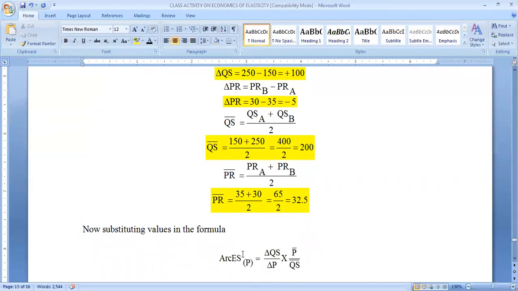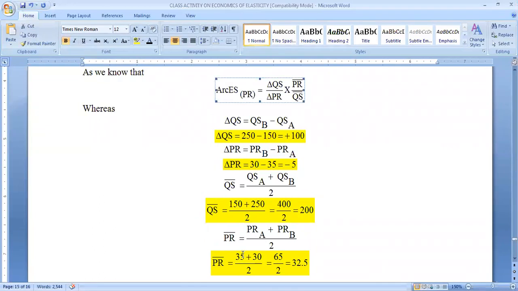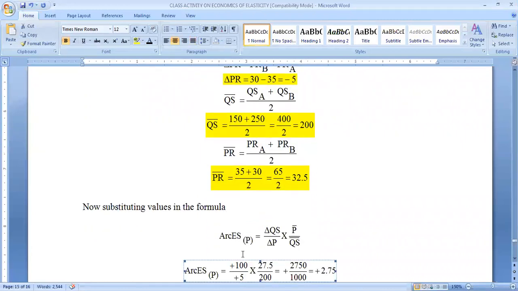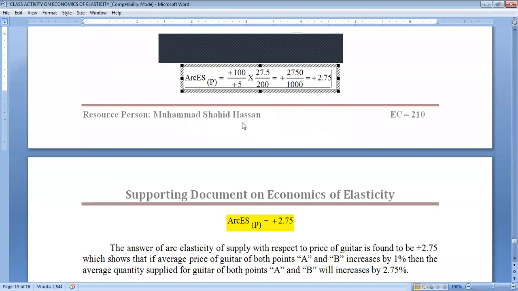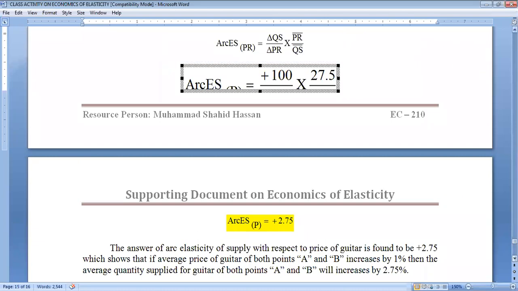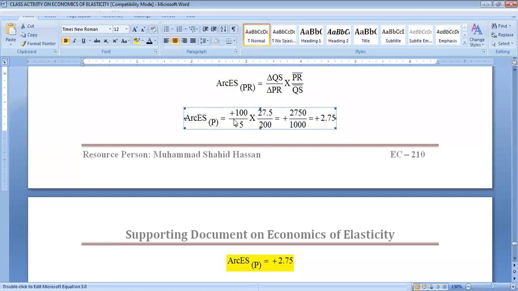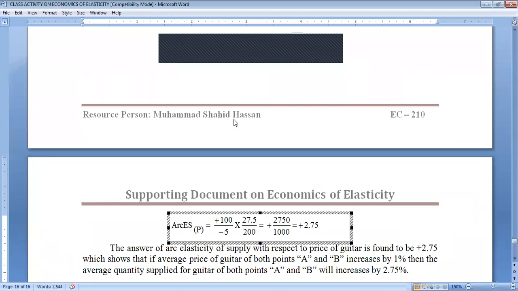Now substituting the values of all these four components into the formula of arc elasticity of supply with respect to price of related goods, it is 100 on delta QS equals plus 100, while delta PR is found to be negative 5, multiplied by PR bar we have obtained, which is 32.5, while QS bar is 200.